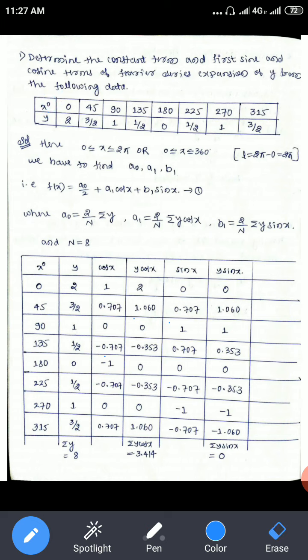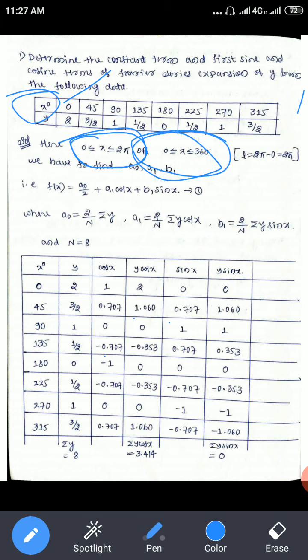So what is the total length of the interval? It starts with 0, and one more column would be there for 360, where the value repeats, but they have given only up to 315, no problem. Here x lies between the starting value 0 and the end 360. So it lies between 0 to 2 pi, or 0 to 360 degrees. So the length of the interval is 2 pi.